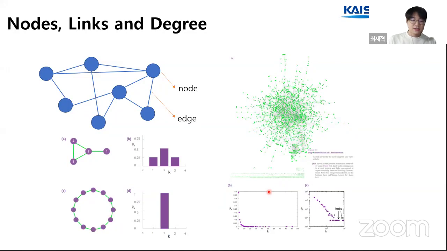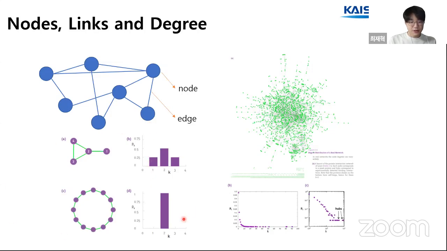Now, this slide explains the very basics of networks. Each component in a network is called a node, or also known as a vertex. The interactions between these nodes are called links, or also known as edges. How many links are connected to a node is referred to as its degree. The average degree of a system is the total number of links divided by the total number of nodes.